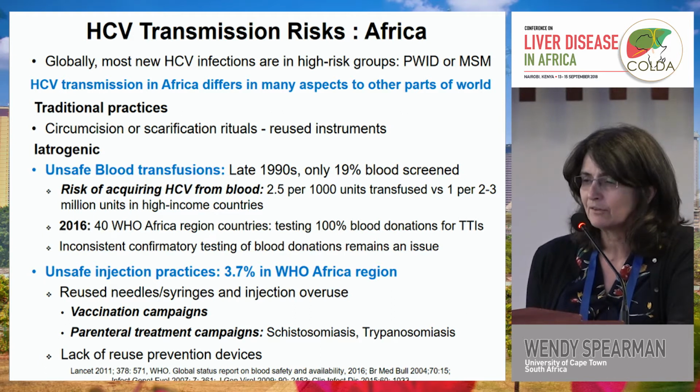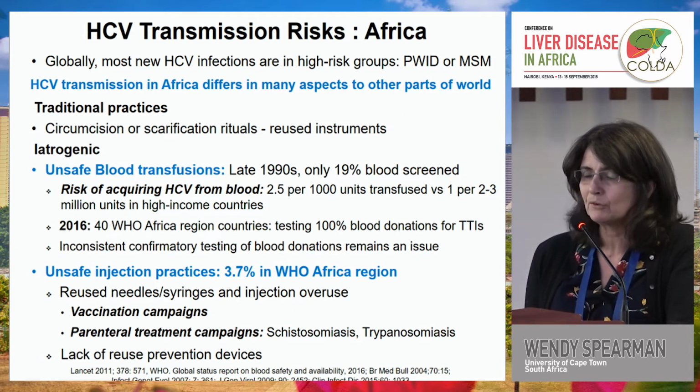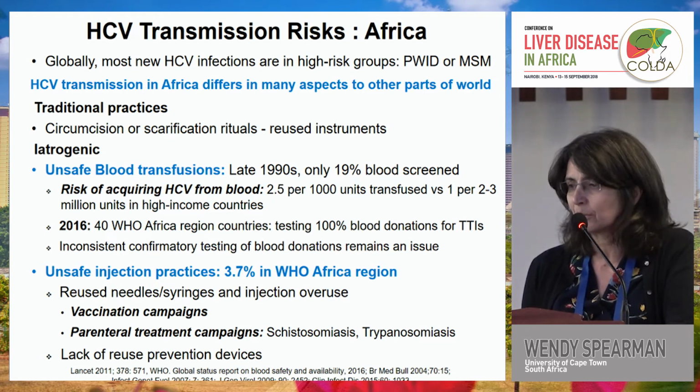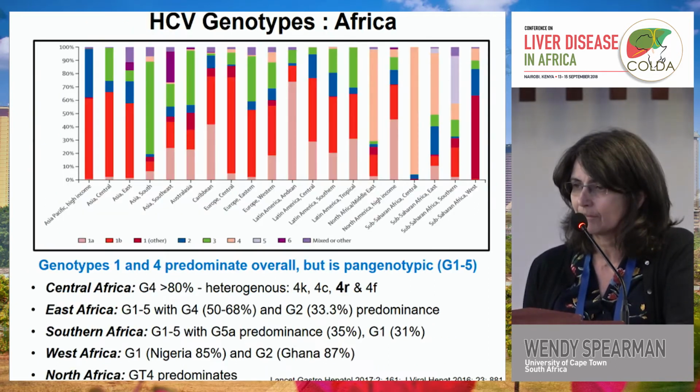Unsafe injection practices account for 3.7% in the WHO Africa region as a result of reused needles, syringes, and injection overuse. And things that have played a role are vaccination campaigns and parenteral treatment campaigns to eradicate schistosomiasis and trypanosomiasis. And we still have lack of access to affordable reuse prevention devices.